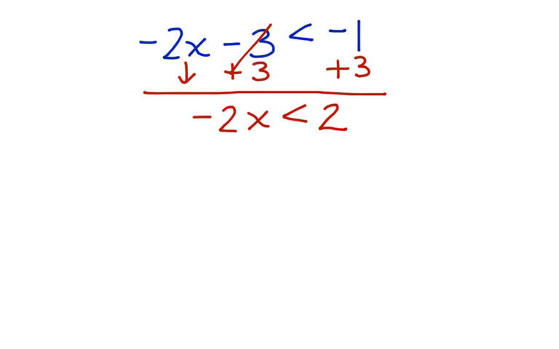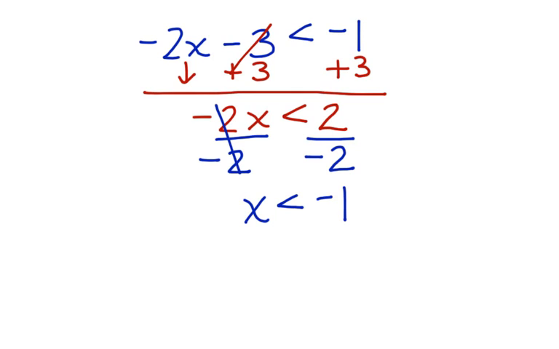Now we have multiplication left. Divide both sides, which is the inverse operation, by 2. Actually, we're going to divide by negative 2. These cancel. X is less than negative 1.